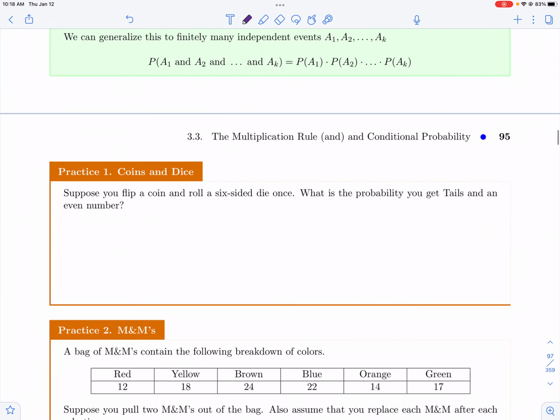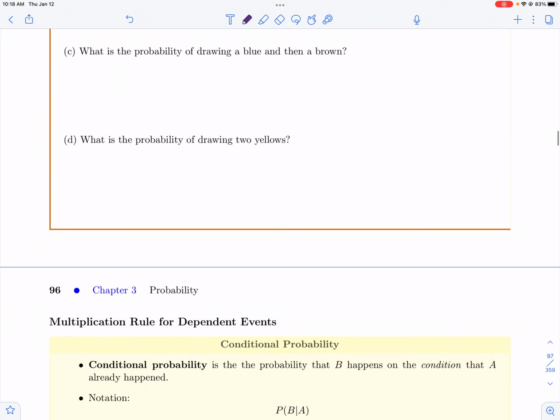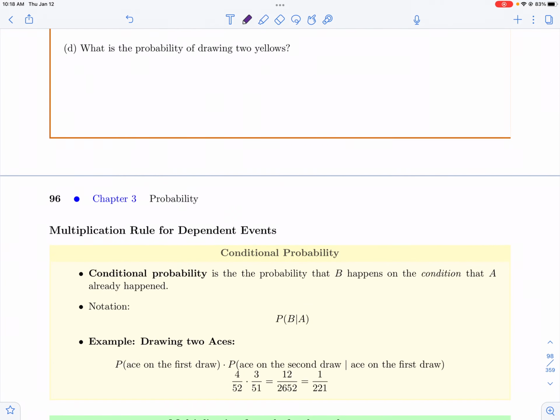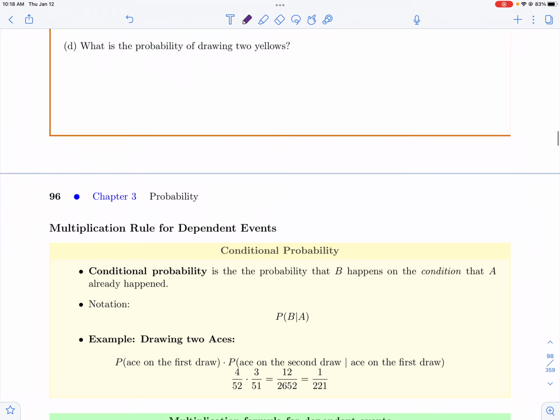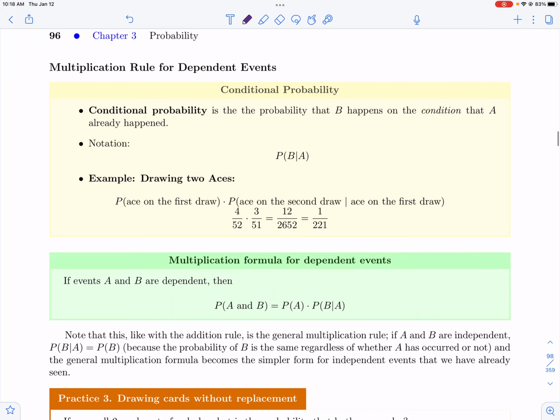All right, so let's have you guys work on practice 1 and practice 2 here real quick. So these should all be independent events that we're working with. And we'll come back in a little bit and talk about our dependent events and how we deal with those.